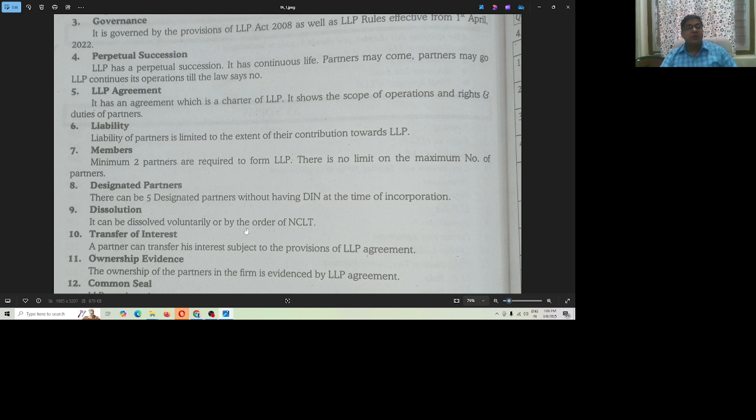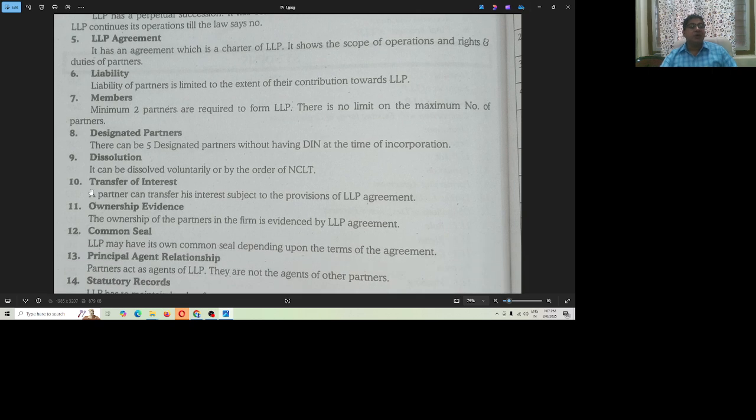Dissolution. It can be dissolved voluntarily or by the order of NCLT. The NCLT provides the order, or sometimes it is dissolved voluntarily, means all partners do not agree to run their business, then they can dissolve. Transfer of interest. A partner can transfer his interest subject to the provisions of the LLP agreement. It means the interest, whatever is there in the partnership, is based on the LLP agreement.